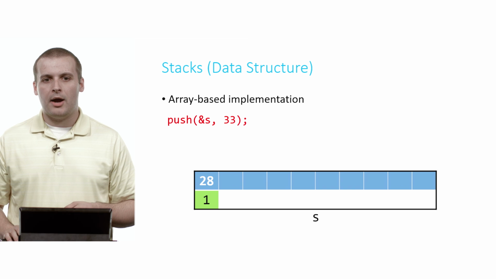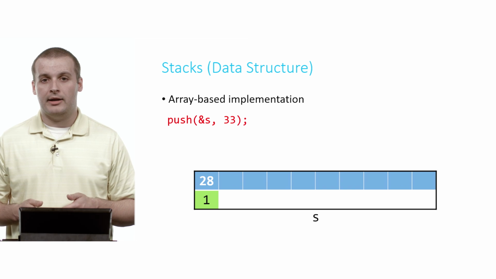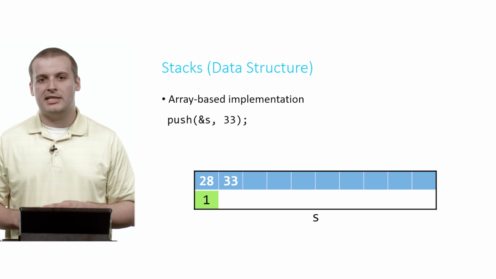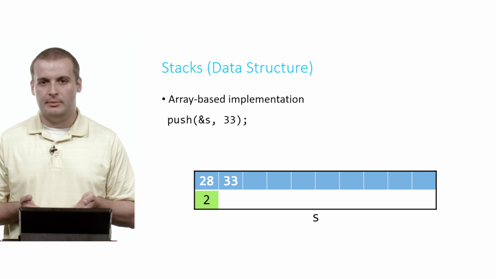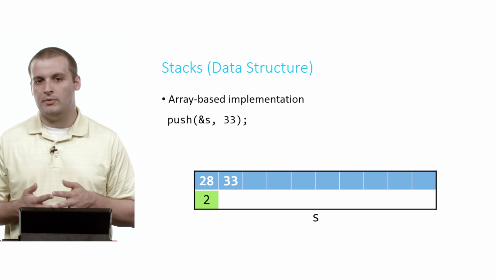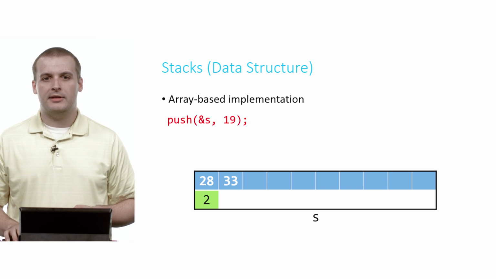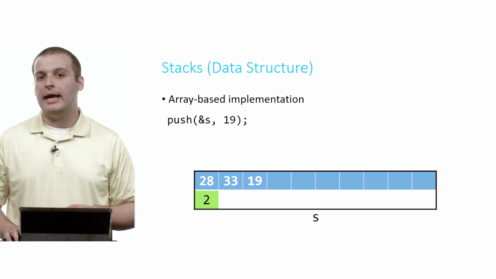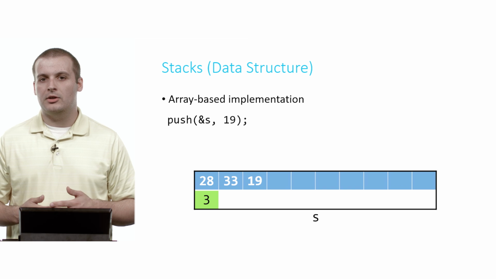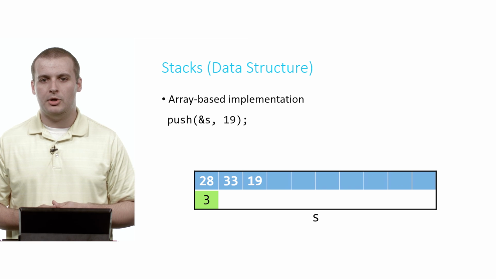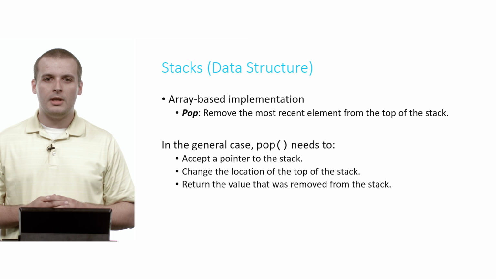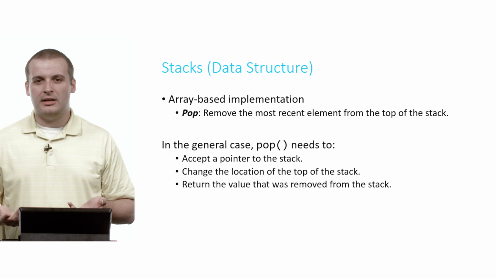Now, if we want to push another element onto the stack, say we want to push 33, well, now we're just going to take 33 and put it at array location number 1, and then change the top of our stack to be array location number 2, so that the next time we want to push an element onto the stack, it'll be put in array location 2. And let's do that one more time. We'll push 19 onto the stack, so we'll put 19 in array location 2, and change the top of our stack to be array location 3, so that the next time we need to make a push, we're good to go. Okay, so that's pushing in a nutshell.